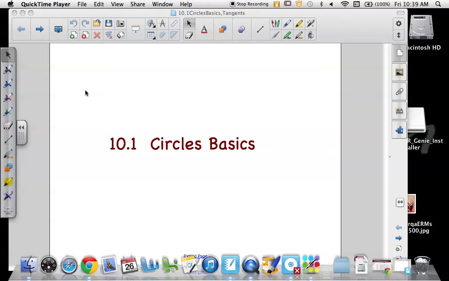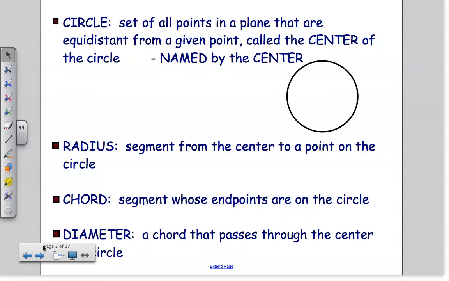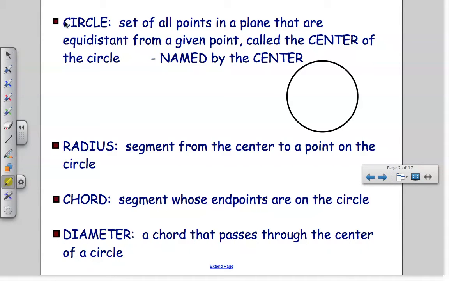The first part of section 10, terms and parts of circles today. So first of all, what is the definition of a circle? It is actually defined as the set of all points in a plane that are equidistant. A circle is defined as all of the points that would be equidistant from the center of that circle.